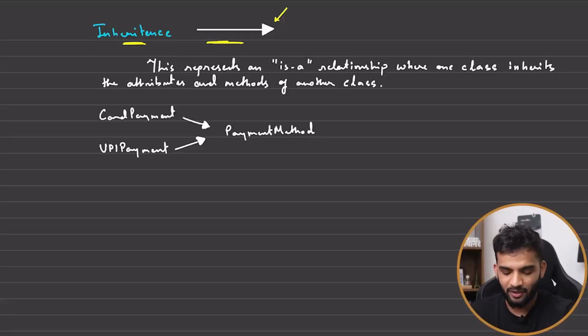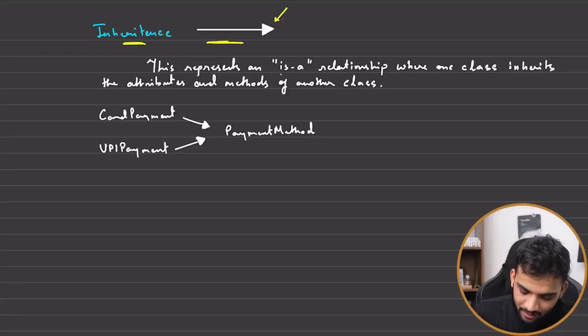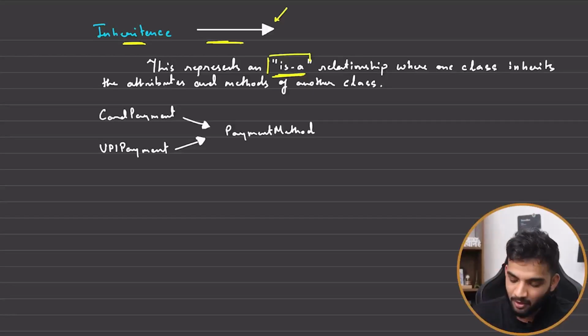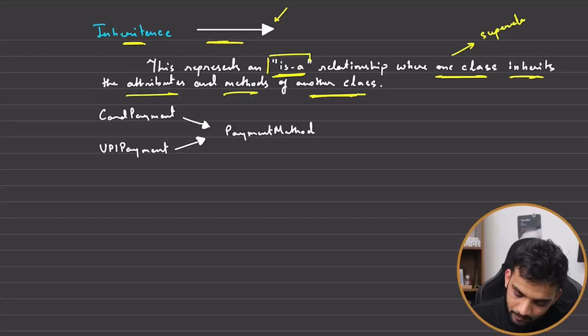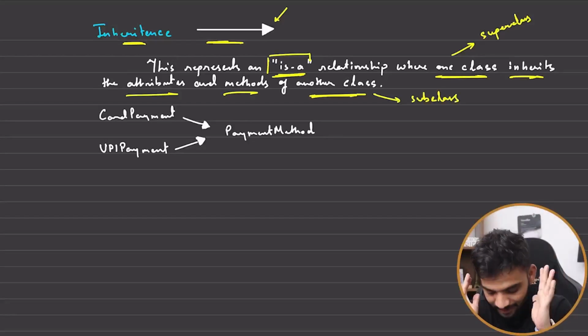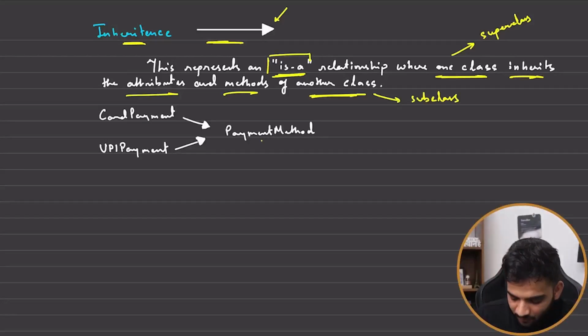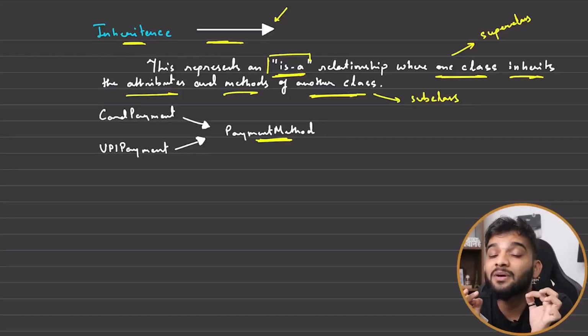Let's understand the definition. This will be representing an is-a relationship where one class inherits the attributes and methods of another class. One class is typically called the superclass, and the other class is called the subclass. Keep that in mind. Let me explain. Now over here, if I take the example of payment method, this will be my subclass.